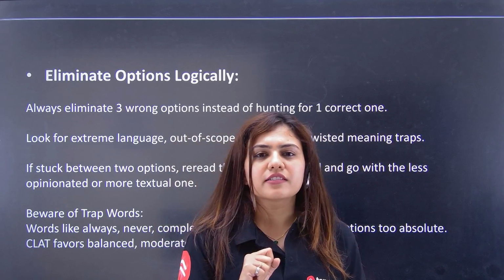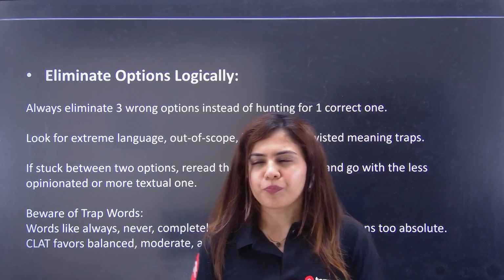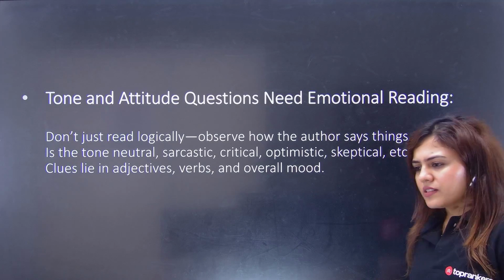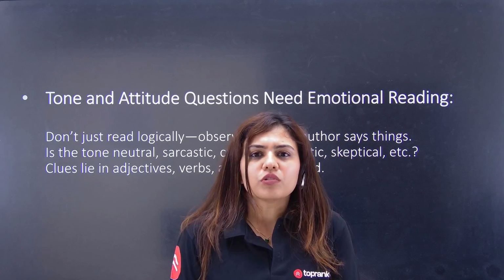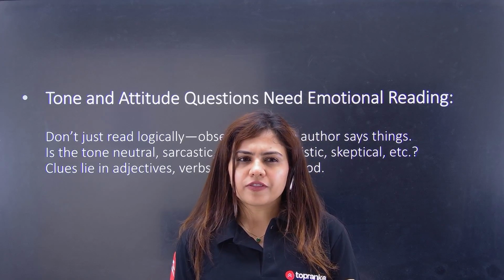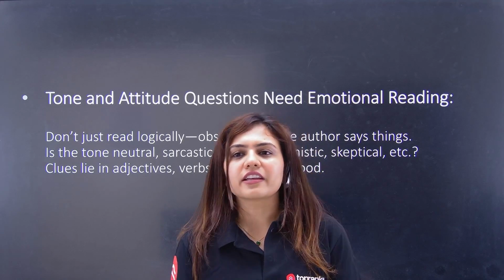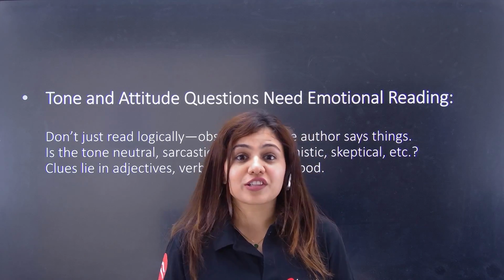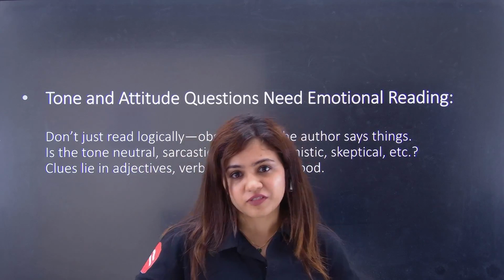And that's the reason you need to just rely on the text that has been given to you. Then, tone and attitude questions need emotional reading. What does that mean? It basically means when you are reading something too logically, you kind of think of it as black and white. But sometimes the writer isn't really thinking in shades of black and white. Probably he's thinking in shades of gray. And in order to understand that, you need to understand the perspective of the writer.